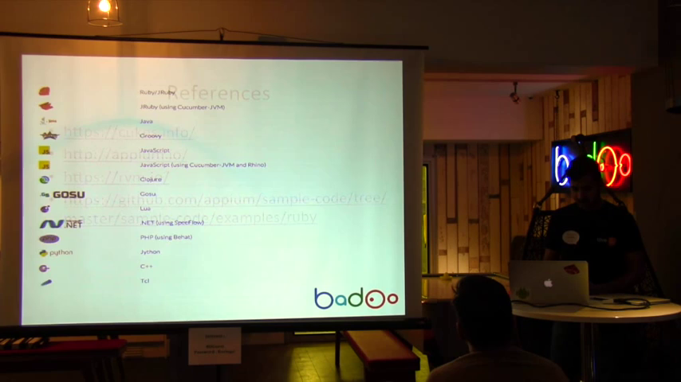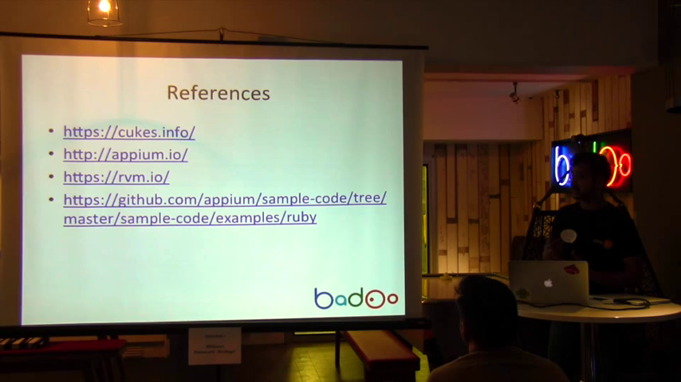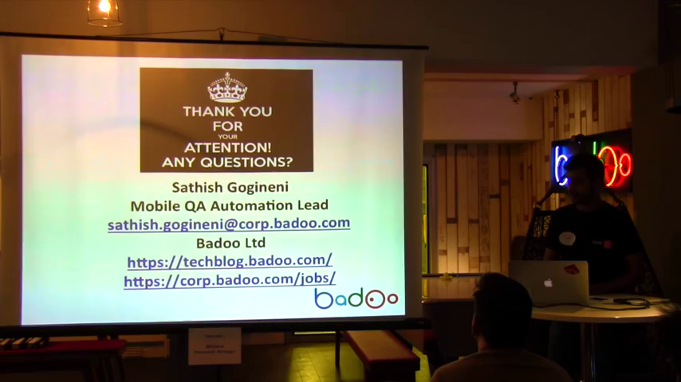These are the references I got during the documentation. On cukes.info, you can see what Cucumber is about, plus Cucumber, Appium, and RVM for Ruby version management. There are the GitHub and Appium sample codes. We have samples for the Android, iOS, and mobile web platforms. That is the end of my presentation. Thank you very much for your attention, and you can ask me any questions.